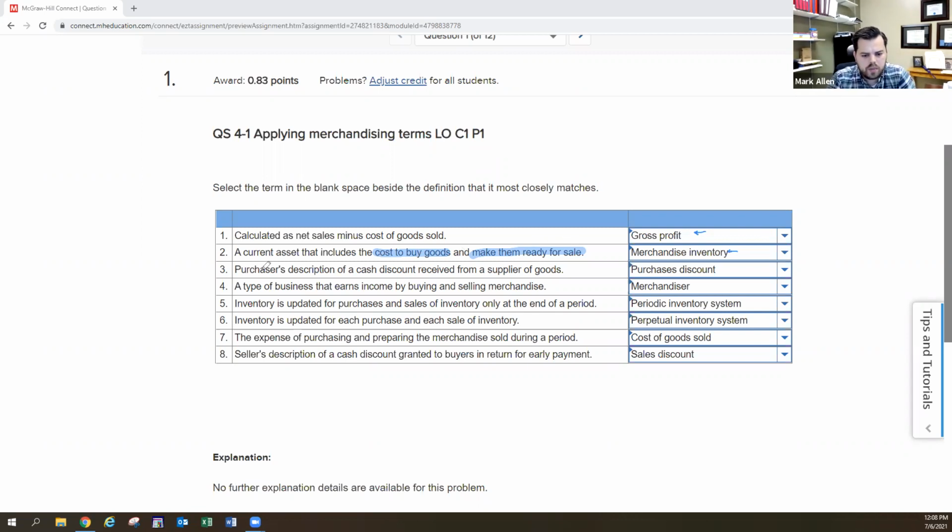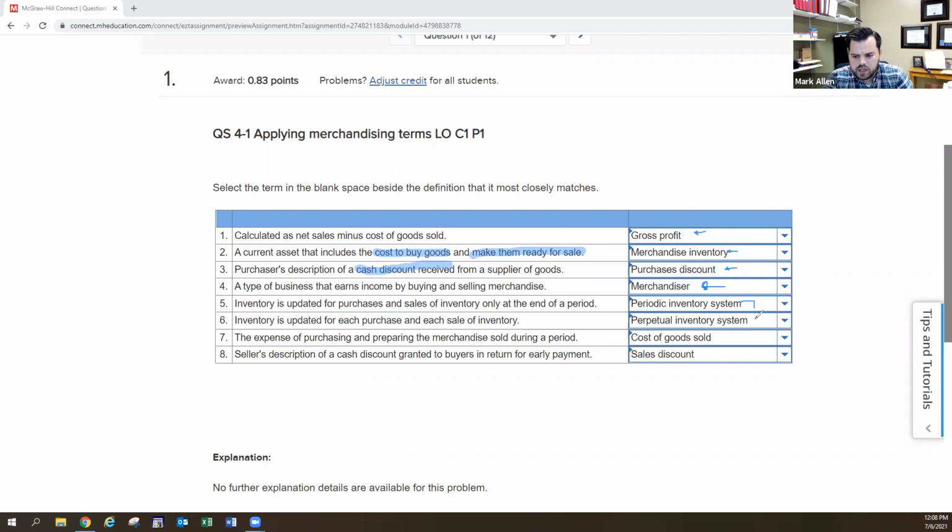Next, we see here the purchaser's description of a cash discount received from a supplier. This is pretty much exactly what it sounds like. This is just the idea of a purchase discount. So of course you see that here. Merchandisers, this is going to be any business that buys and sells merchandise, right? And that's how they actually do their business primarily. This is, for example, Walmart, Kroger, anything like that, right? We're buying and selling merchandise.